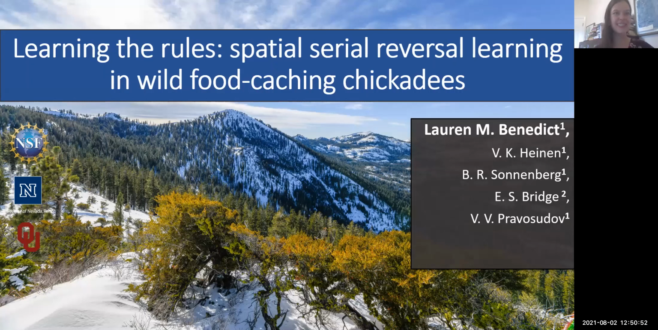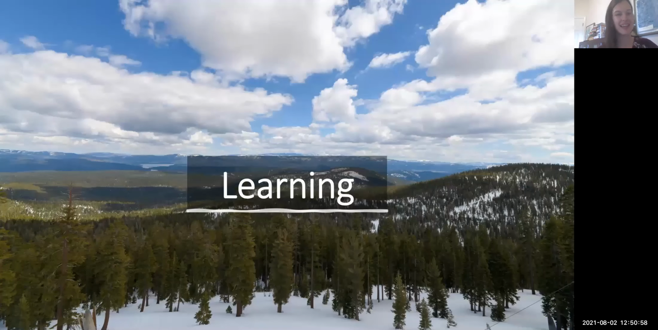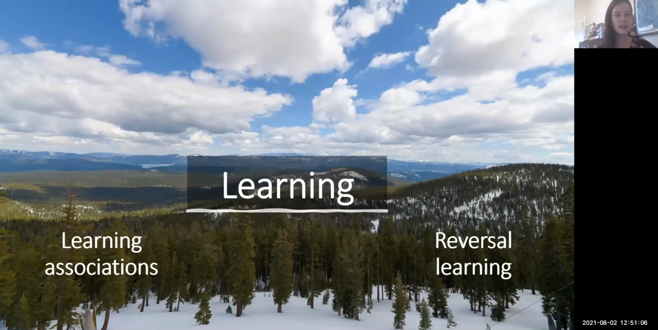I use she/her pronouns, and today I will be talking about learning the rules, spatial serial reversal learning, and wild food-catching chickadees. Learning is something that we are all very familiar with. At its core, it's the ability to learn or make associations between two or more things. But there are multiple types of learning, and one type that I'm particularly interested in is called reversal learning, or the ability to learn and relearn contingencies associated with an initial association.